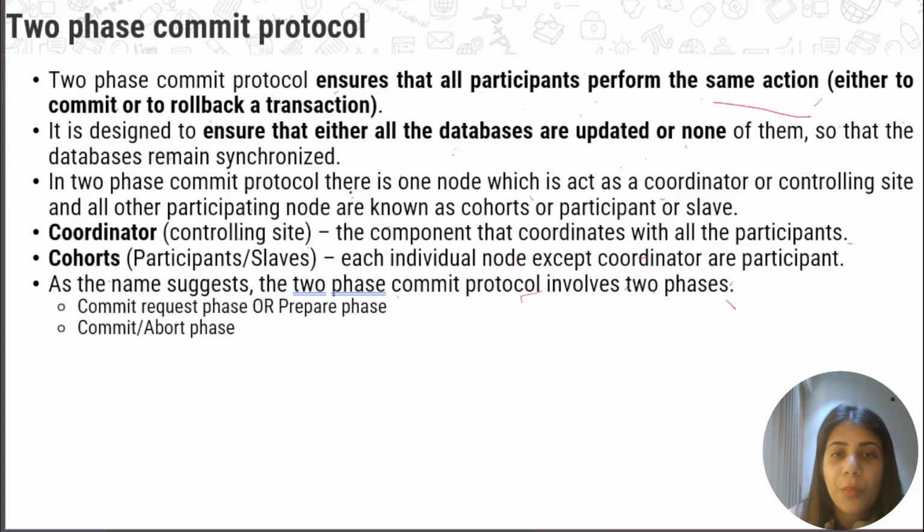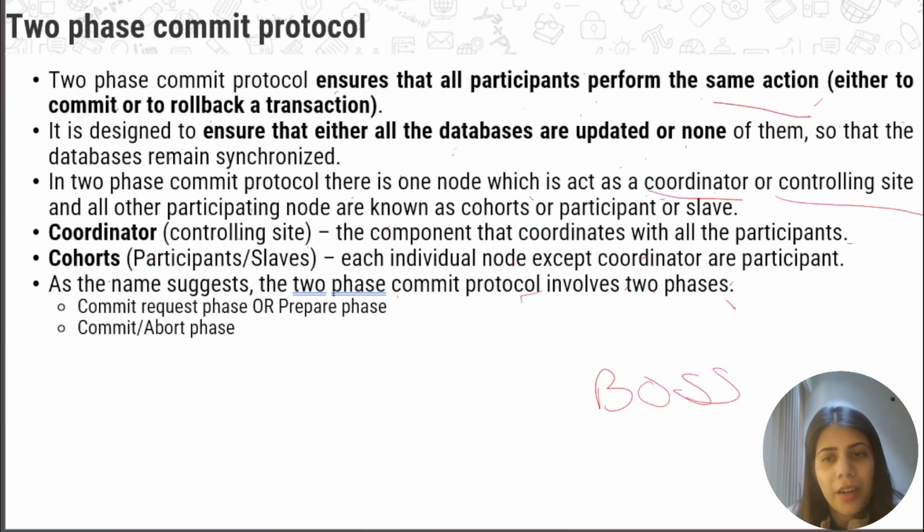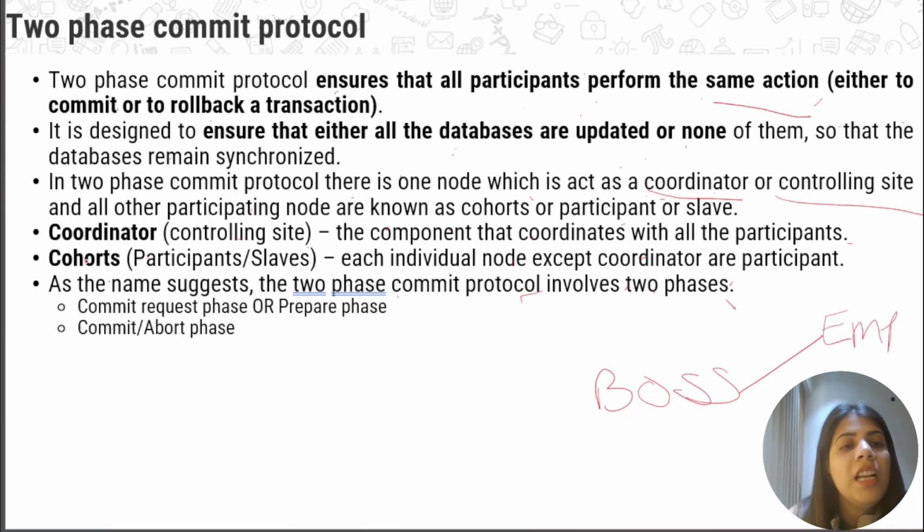In the two-phase commit protocol, there is one node which acts as a coordinator, which we can also call the controlling site. Let's call it the boss, who will give instructions to all the participating nodes, which are called cohorts, participants or slaves. So basically the employees of this boss will follow the instructions. We call the boss the coordinator, and cohorts means employees or slaves.